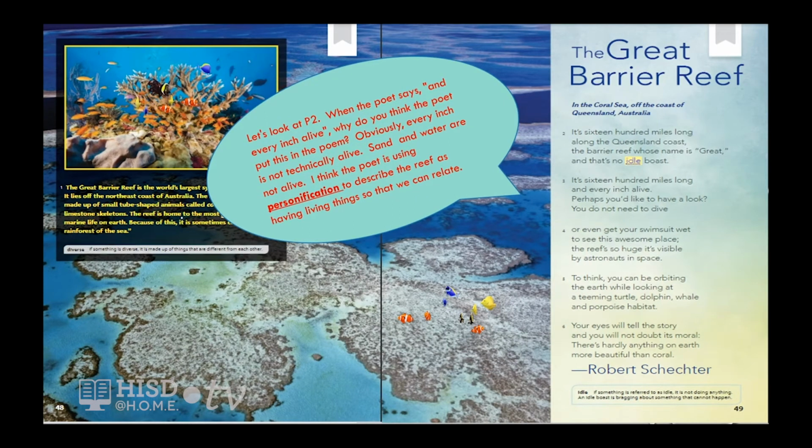Let's look at paragraph 2. When the poet says, "and every inch alive," why do you think the poet puts this in the poem? Obviously, every inch is not technically alive. Sand and water are not alive. I think the poet is using personification to describe the reef as having living things so that we can relate.